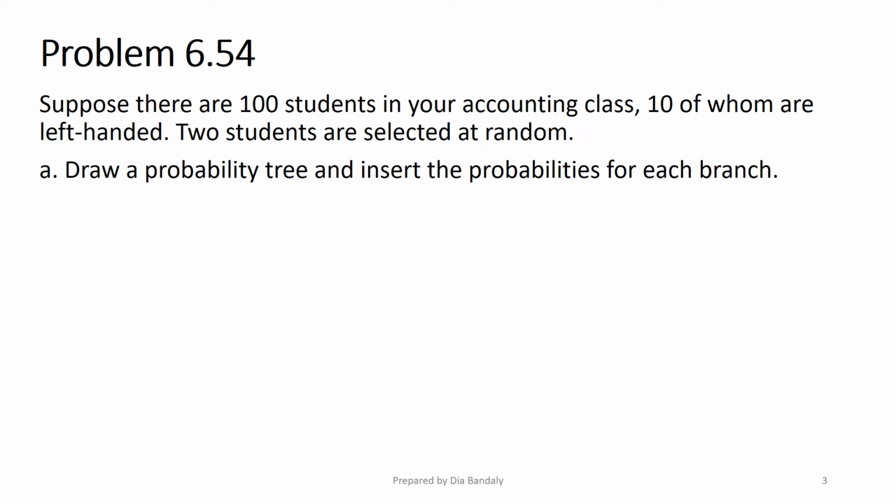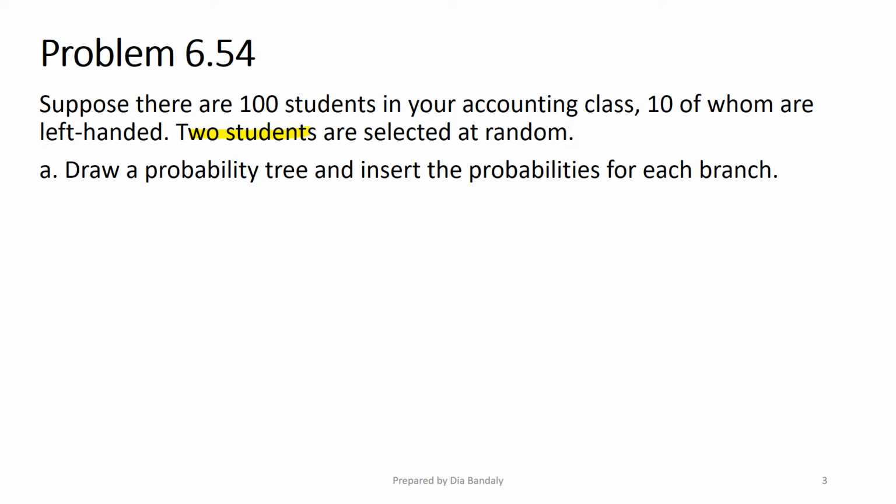All right, so here what do we have? This is problem 6.54. We have 100 students in a class. We know that 10 are left-handed. We all know that the number of left-handed people is much less than the right-handed, and this is illustrated also in a probability. So we are given that the probability of left-handed is 10 out of 100, so that's 0.1. And we are given that 2 students are selected at random. We want to draw the probability tree and get the probabilities in each branch.